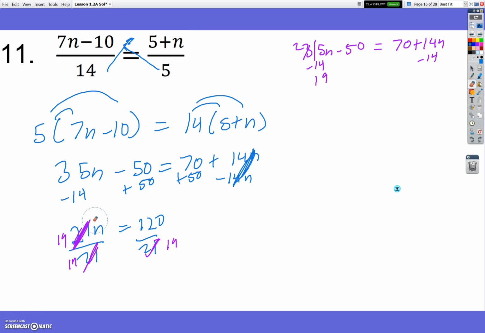Actually, guys, I was right the first time. So sorry, let me go ahead and change this really quickly. We had 21n is equal to 120.